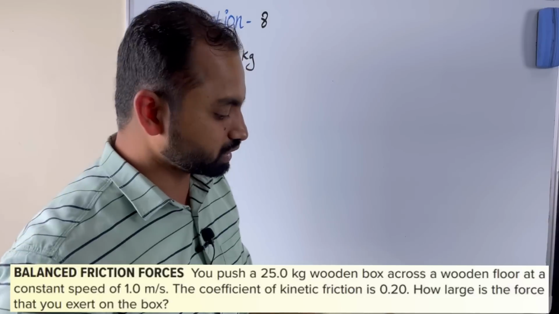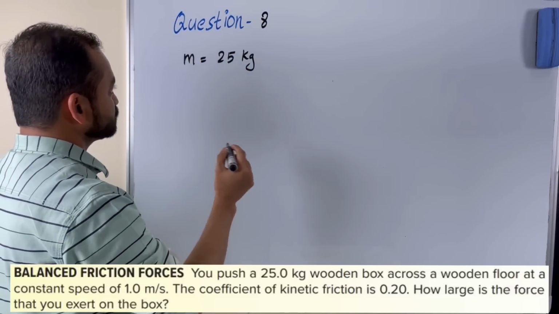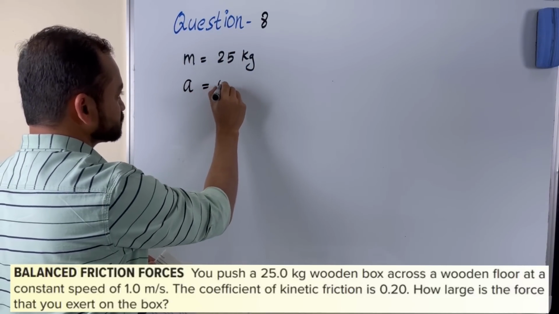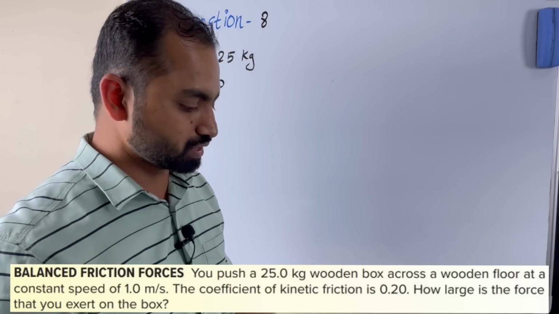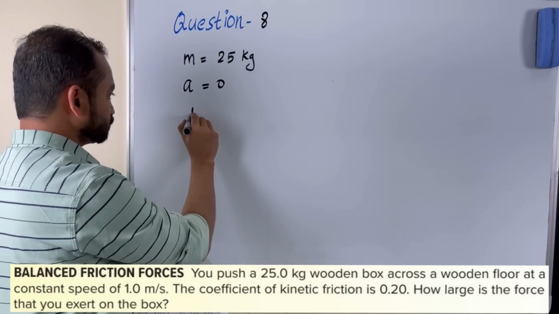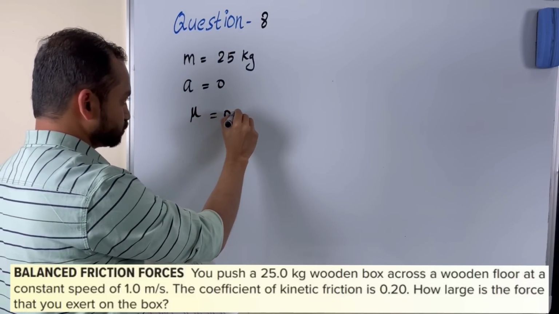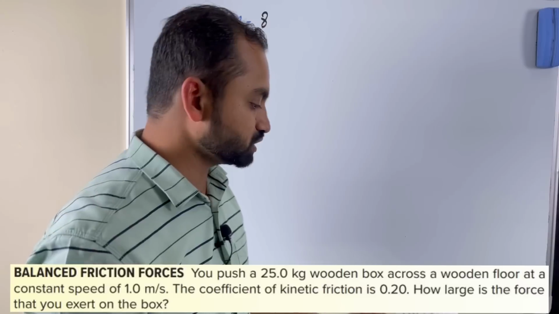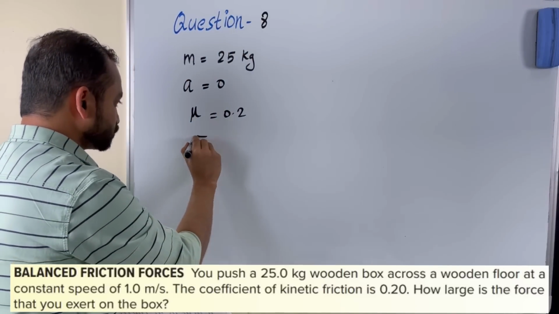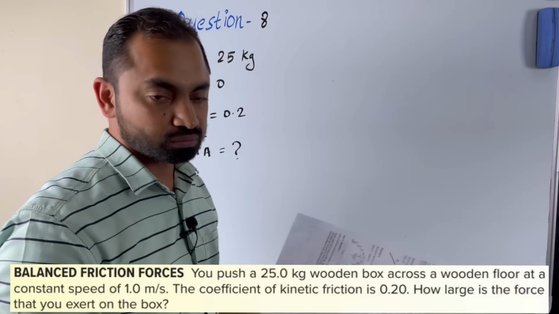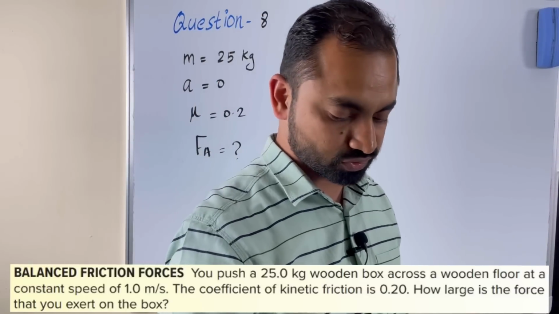It's moving at a constant speed. If any object is moving at a constant speed, its acceleration will be 0. The coefficient of kinetic friction is given. Coefficient of kinetic friction mu is equal to 0.2. How large is the force that you exert on the box? So you need to calculate how much force you are applying on the block or on the box.